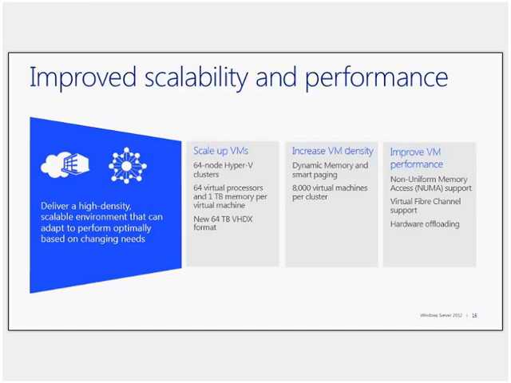So when we look at scale up in the VMs: 64 node Hyper-V clusters, 64 virtual processors, 1 terabyte of memory per virtual machine. Looking at the ability to do live migration, up to the new 64 terabyte VHDX format, dynamic memory and smart paging.